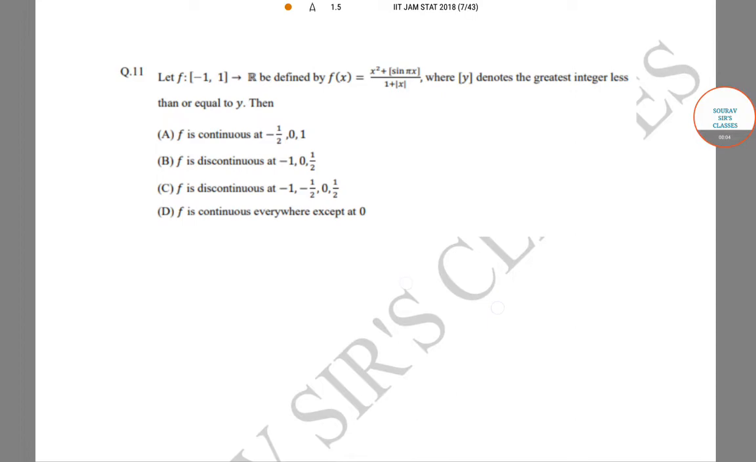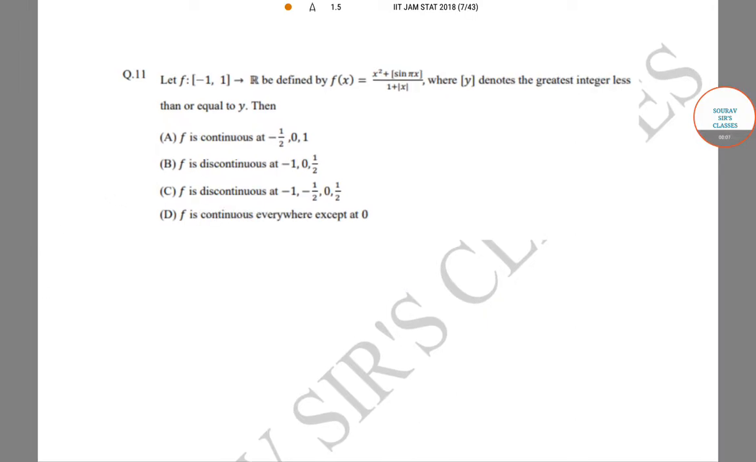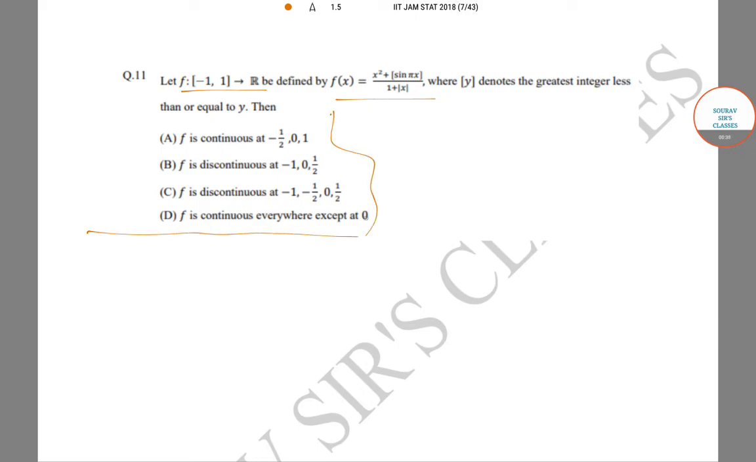The problem that we have today says that f is a function from closed minus 1 comma 1 to R defined by f(x) equal to x square plus box of sine pi x by 1 plus mod x, where box of y denotes the greatest integer less than or equal to y. So now what we have to do is check continuity at points minus 1, minus half, 0, 1 and half. So let us get started.